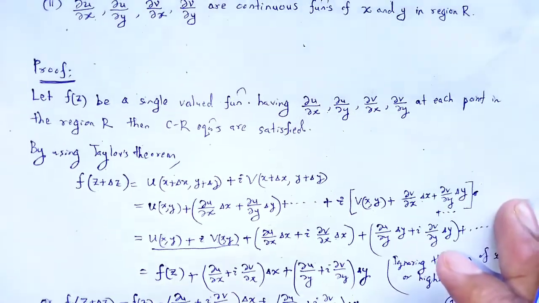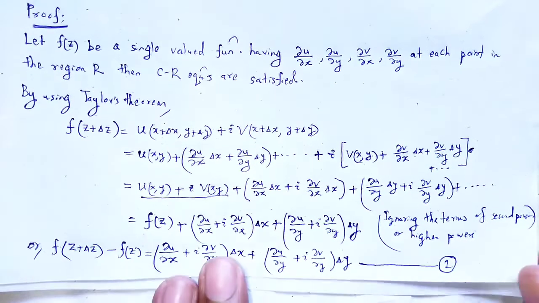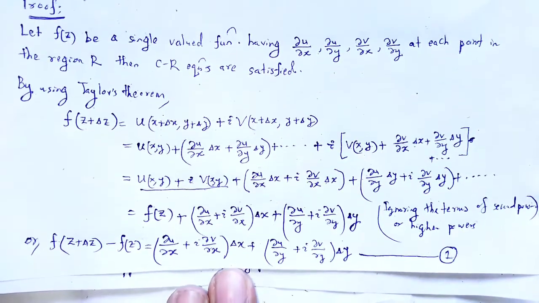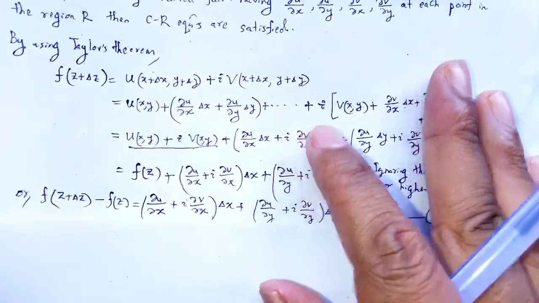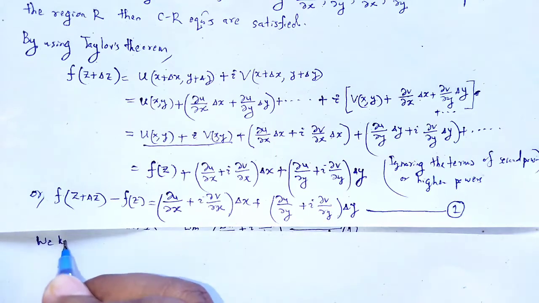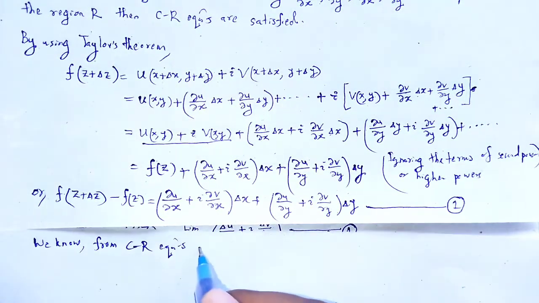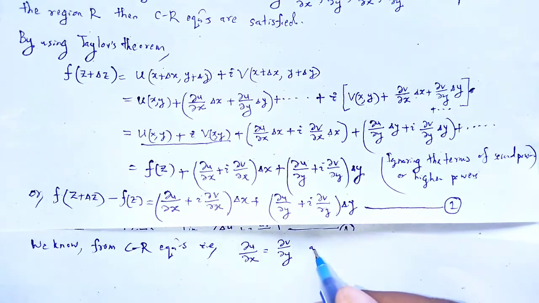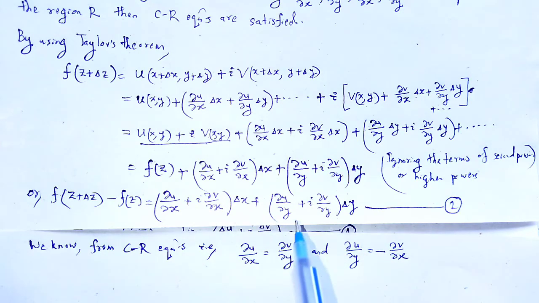Equation number 1. Here we know from the Cauchy-Riemann equations that del u by del x is equal to del v by del y, and del u by del y is equal to minus del v by del x. By using those Cauchy-Riemann equations, the second term changes.